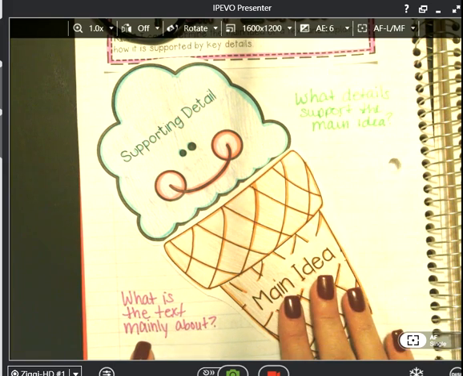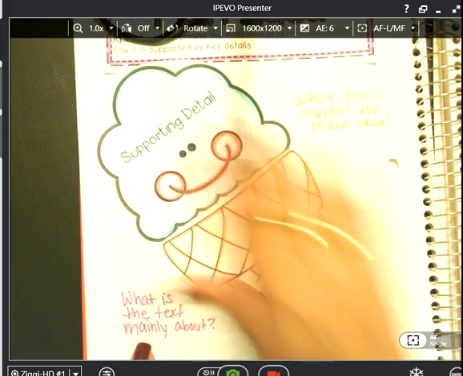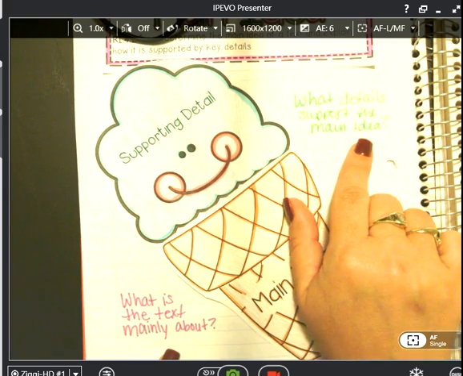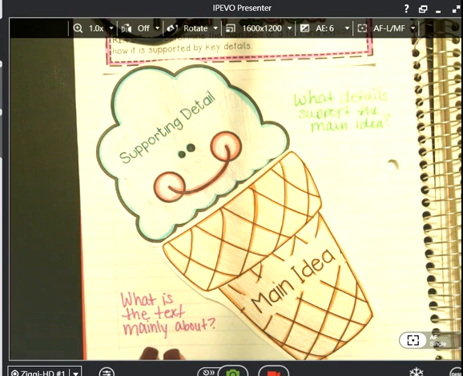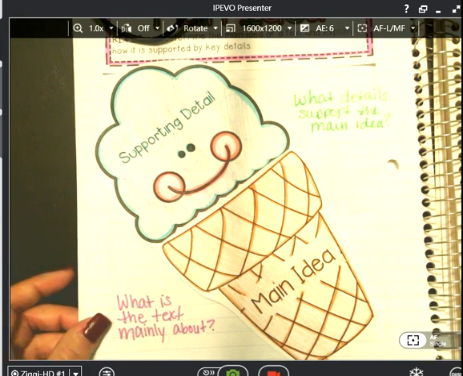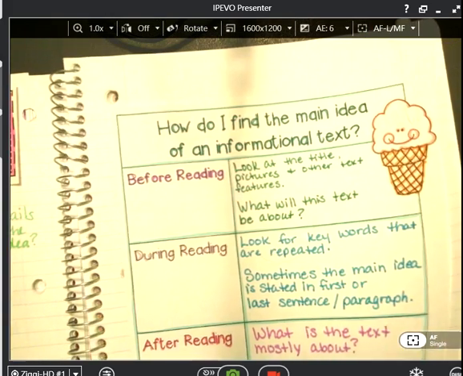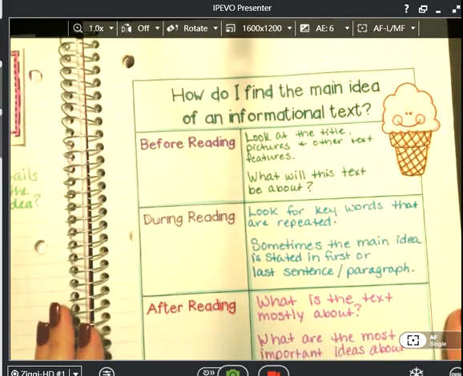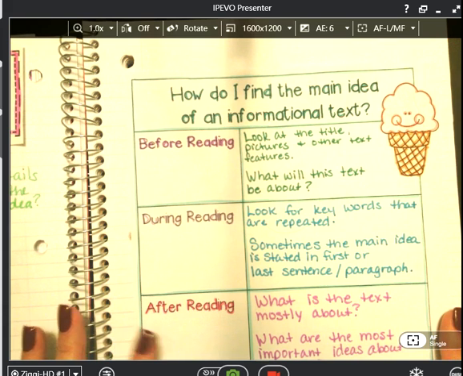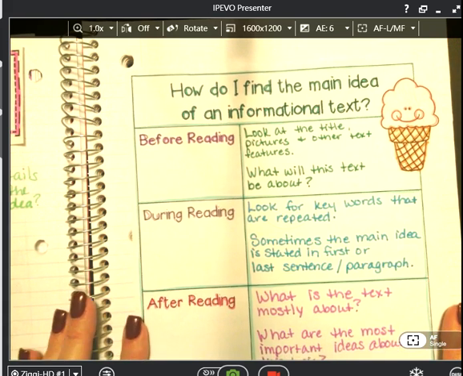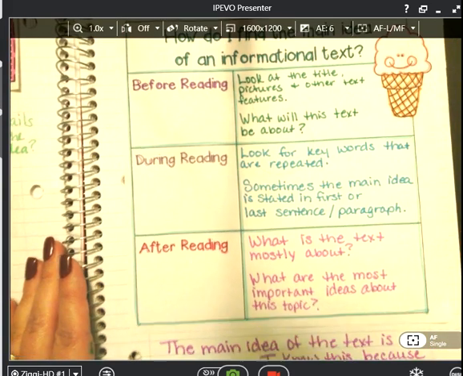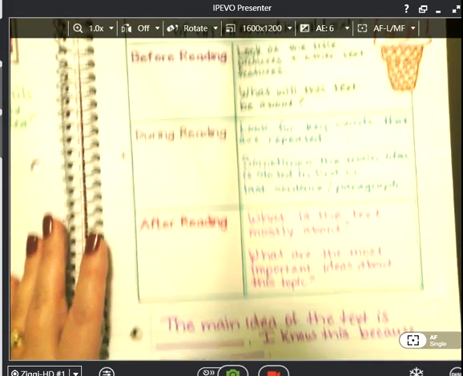So take a few minutes to go ahead and pause the video. You can glue down all of your pictures here and write in your two questions. What details support the main idea, and what is this text mainly about? Okay, now if you have finished doing that, it says, how do I find the main idea of an informational text? And you're just going to glue this right smack down kind of in the middle of the page and leave some room to write some down here at the very bottom.